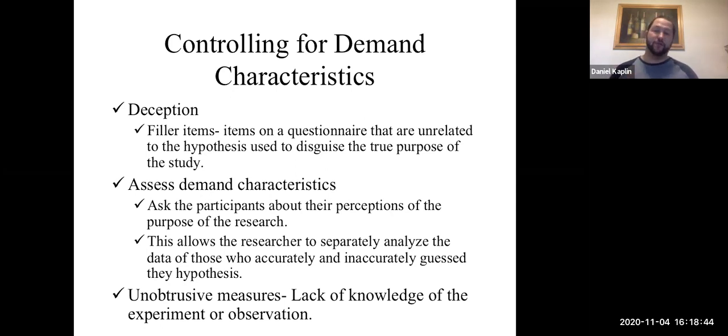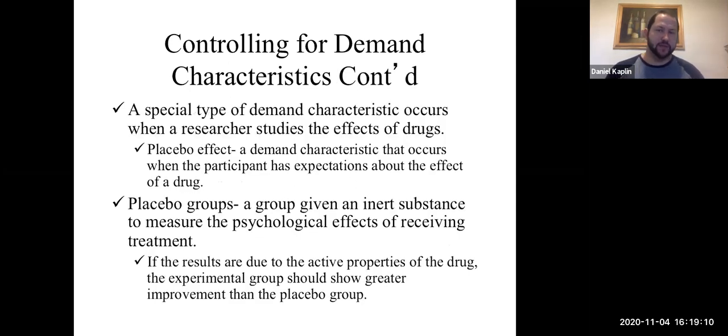Now, if it's not a questionnaire or it's not an experiment where you're observing them directly, another way to do it is to use unobtrusive measures. So now you're observing a person's behavior without their knowledge. And the purpose of that is that if they don't know you're watching them or collecting data, they're going to behave more naturally or normally. And that gets rid of demand characteristics.